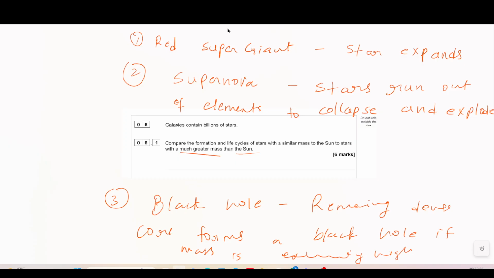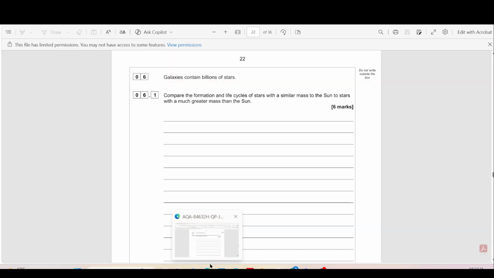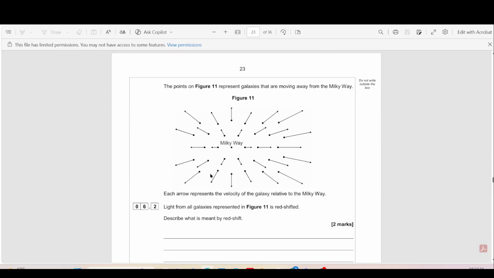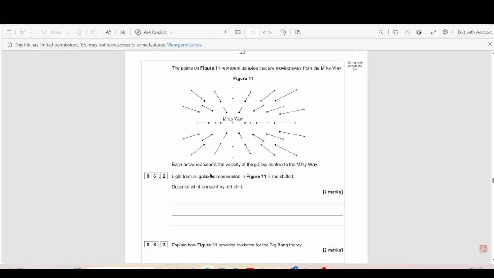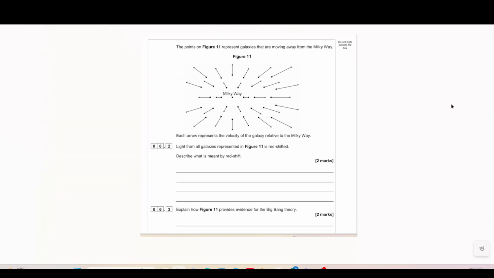Points in Figure 11 represent galaxies that are moving away from the Milky Way. Each arrow represents the velocity of the galaxy relative to the Milky Way. Light from all galaxies represented in Figure 11 is redshifted. What is meant by redshift? Redshift occurs when the wavelength of light from an object increases and it shifts toward the red end of the electromagnetic spectrum.